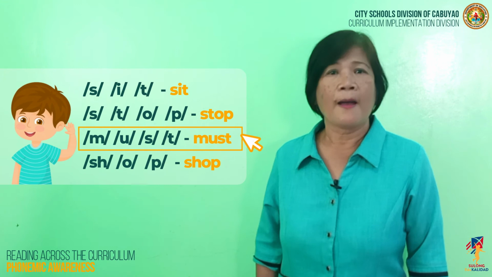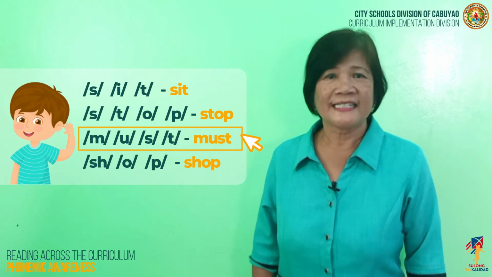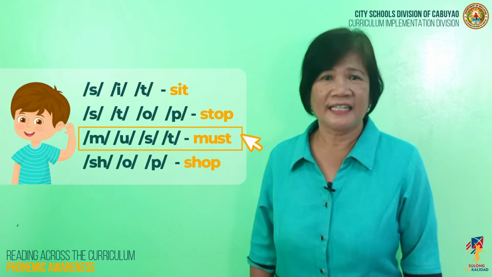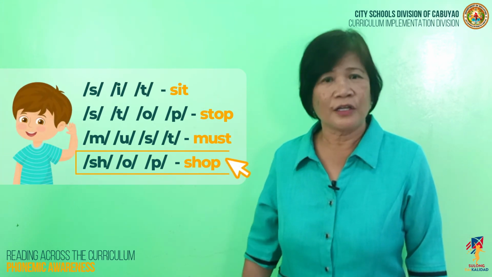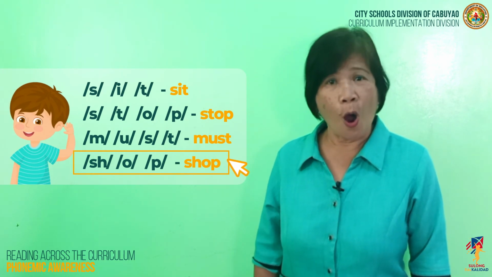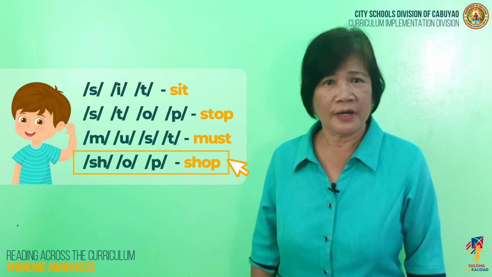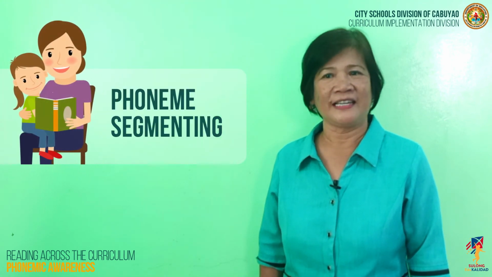Next: m, u, s, t, must. Next: sh, i, p, ship. The fourth basic phonemic skill is phoneme segmenting.